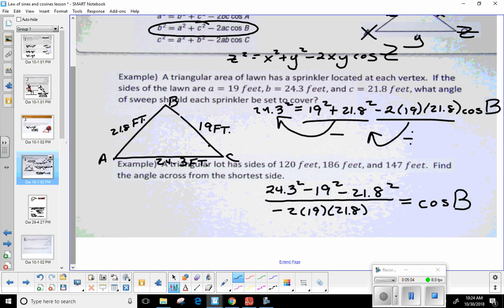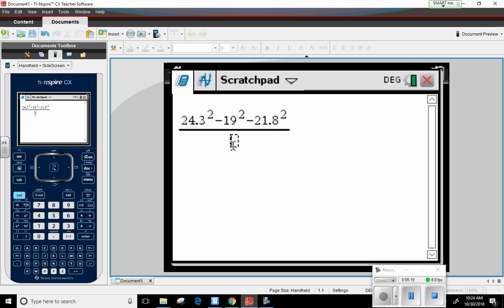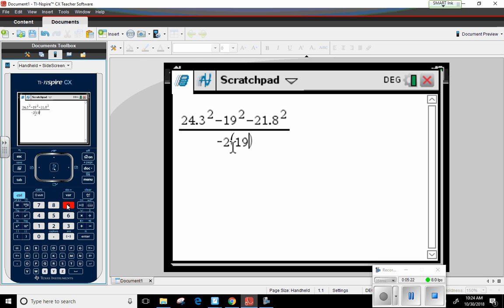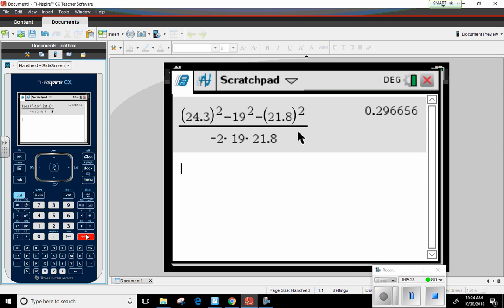Now, let's go ahead and find a value for this ratio right here. So let's just plug the whole thing in the calculator. Control divide. Let's see, 24.3 squared minus 19 squared minus 21.8 squared, all over the negative 2 times 19 times the 21.8. Okay, so this is what equals cosine of B. So we get this decimal, let's say 0.2967.